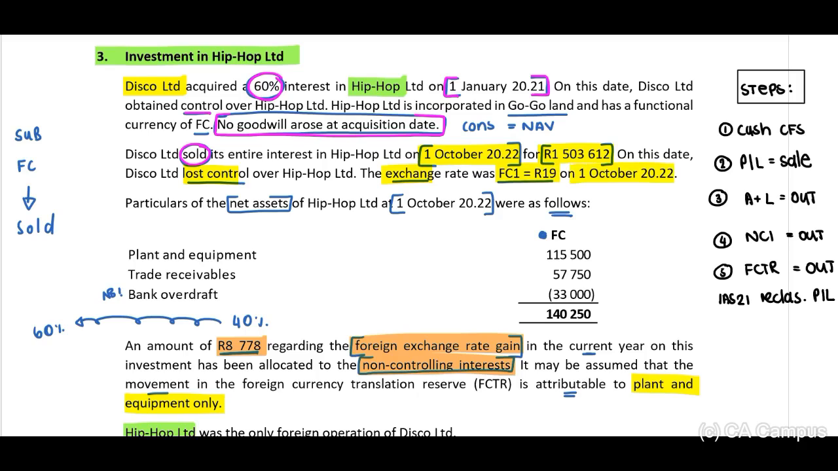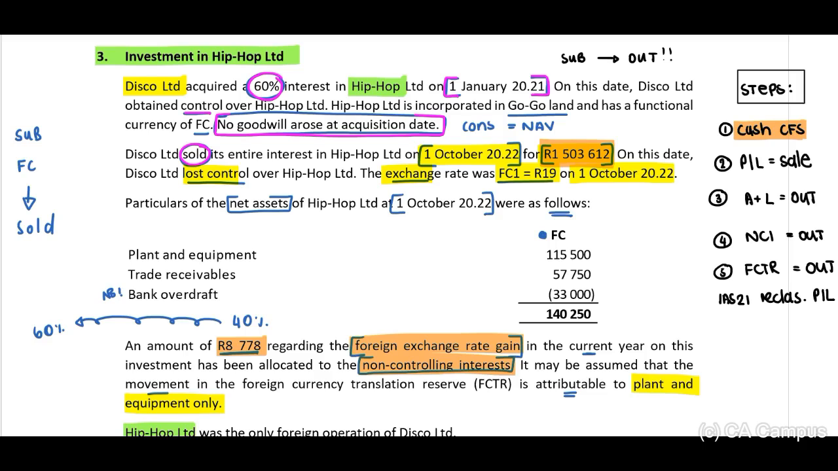Now, if you look at the right side of my screen, I've identified my steps. Remember now that this is a subsidiary and they've sold the subsidiary. Therefore, we will have to take out everything in terms of this subsidiary. But first, our easy marks. We need to identify our cash in terms of our cash flow statement. Therefore, they've sold the subsidiary for 1503612. But what do we need to take into consideration?